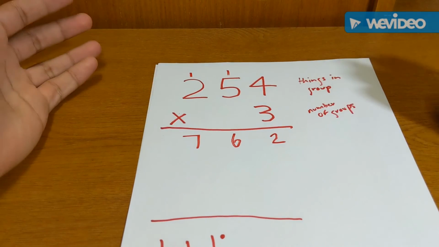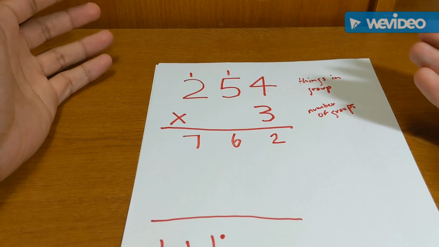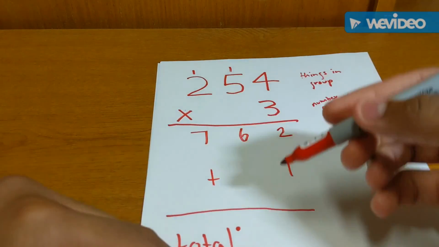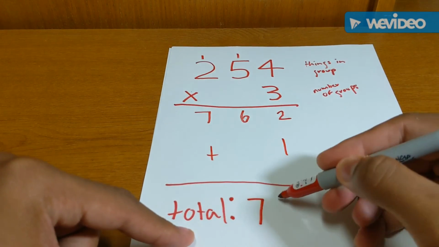But wait, that's not our number that we had originally. We forgot to add our remainder, which was 1. So our total would be 763.